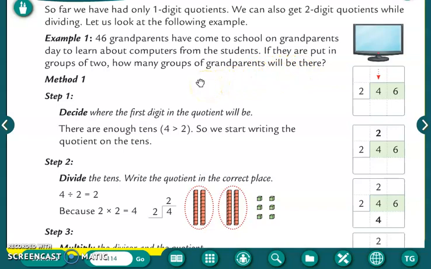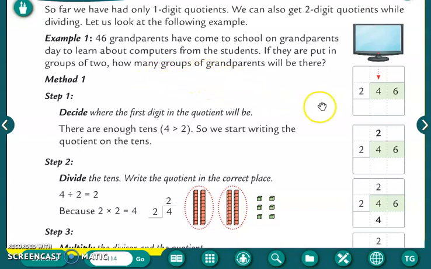46 grandparents स्कूल में आते हैं ग्रैंड पेरेंट्स डे के लिए, जिसमें वो बच्चों से कंप्यूटर सीखते हैं. ये जो 46 ग्रैंड पेरेंट्स हैं उनको 2-2 के ग्रुप में डिवाइड किया गया है. तो वहां पर ग्रैंड पेरेंट्स के कितने ग्रुप्स होंगे? 46 में से 2-2 के हम कितने ग्रुप्स बना सकते हैं?